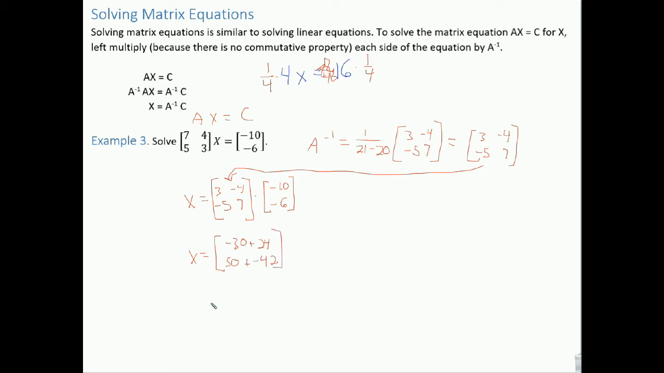And so we get a solution that x is equal to [-6, 8]. And so we were able to solve this matrix equation. If we put negative 6, 8 in for x, we can multiply these and we would get negative 10, negative 6.